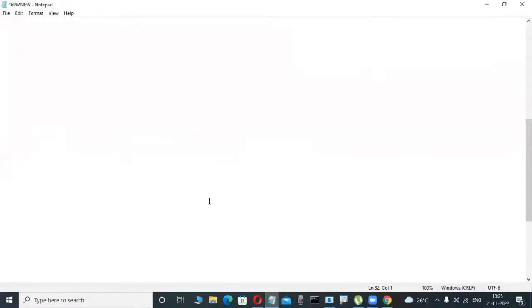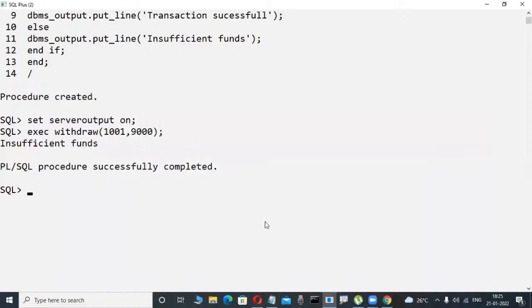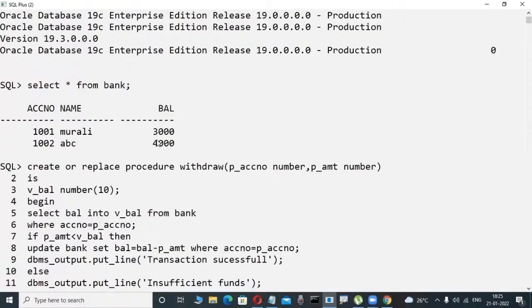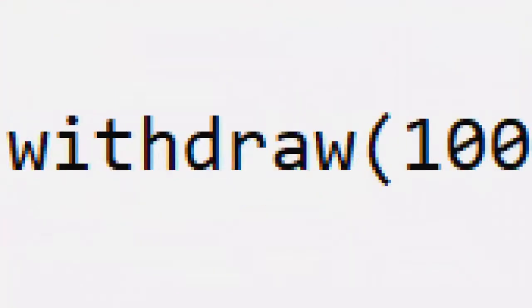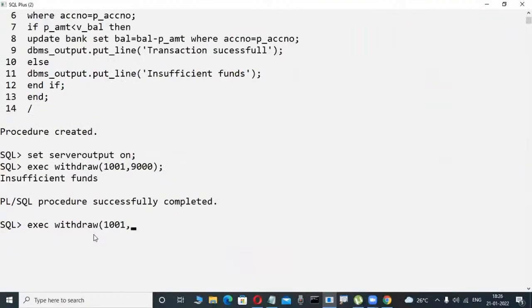Now check it out. Another case, OTP validation, all those things are the same. And now here, check it out. For example, in this case my balance is 3,000. Now I try to withdraw 2,000 rupees, for example. Observe it here. 1001 is my account number. I try to execute withdraw again. Okay, so now here, the procedure. Now I try to withdraw 2,000 rupees. Possible, possible.